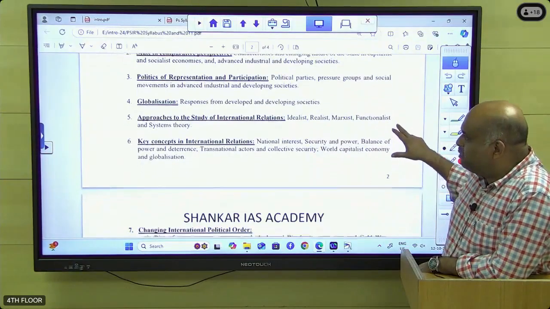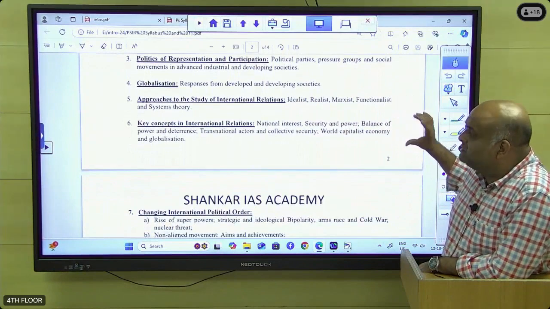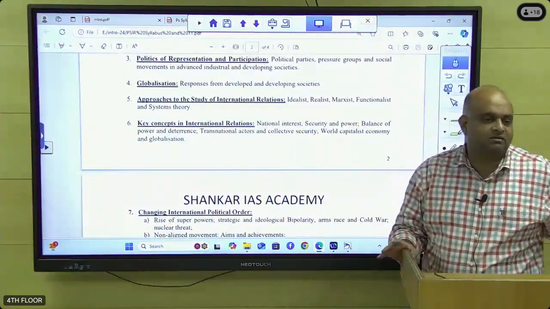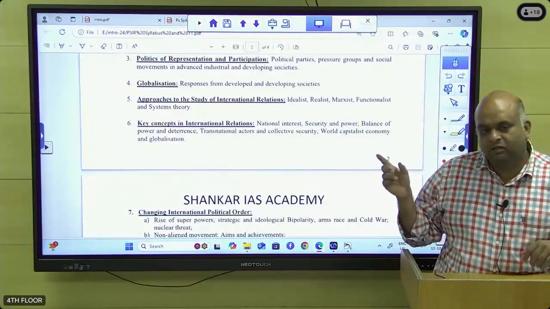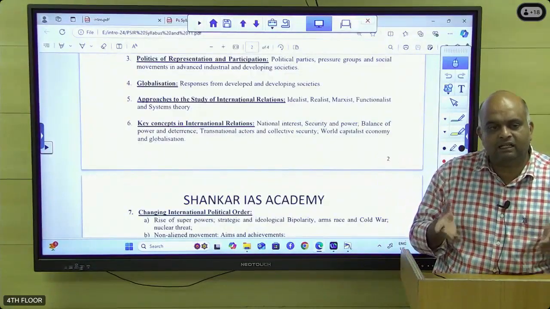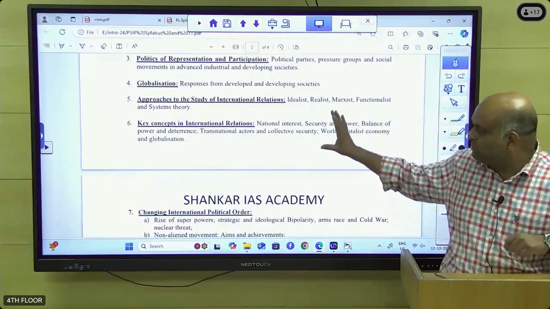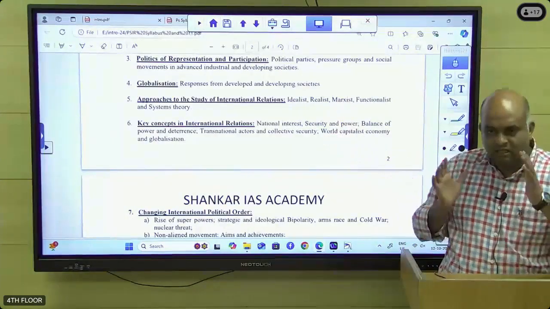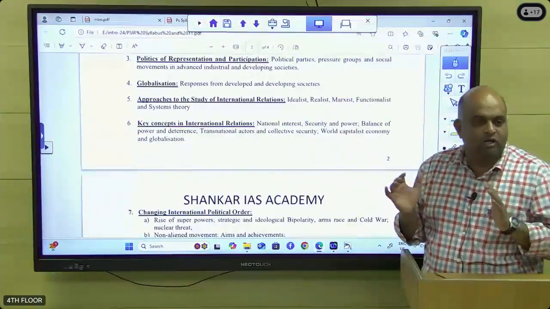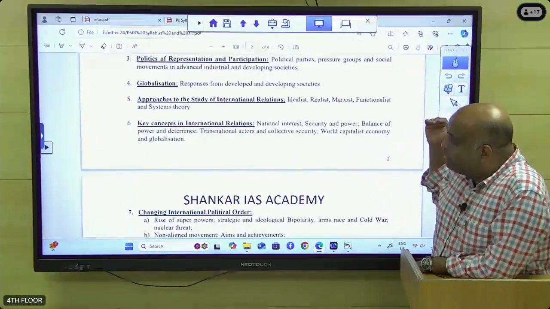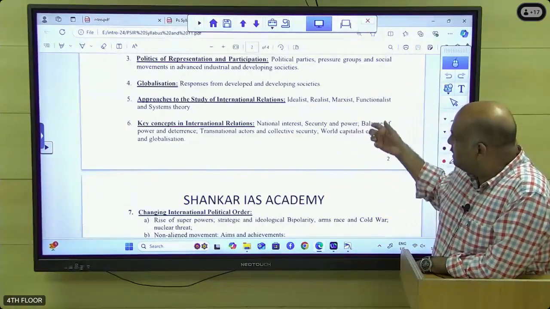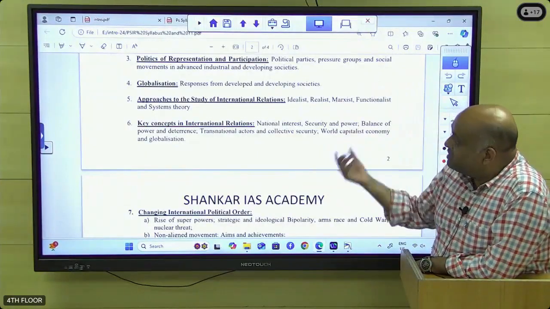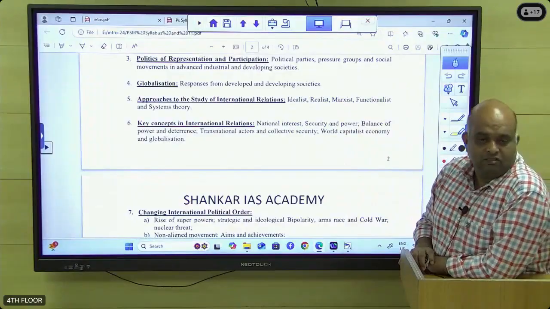And then in paper 2, section B, chapters 5 and 6 are the core chapters. This will take time. Just as in paper 1, section A, chapters 8, 9, 10, in paper 2 only these 2 chapters are important. Important means the core idea. We have to go slowly. First is the different approaches to the study of international relations: the idealistic approach, realist approach, Marxist, functionalist and systems theory. So this we have to read.